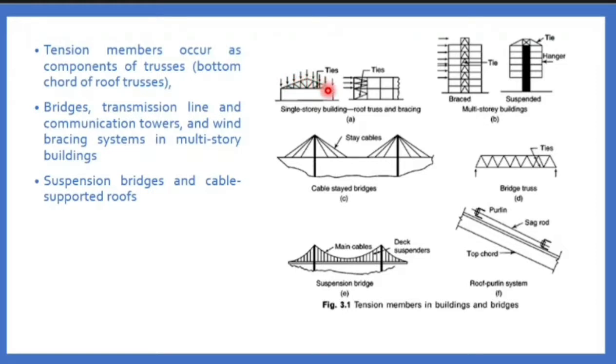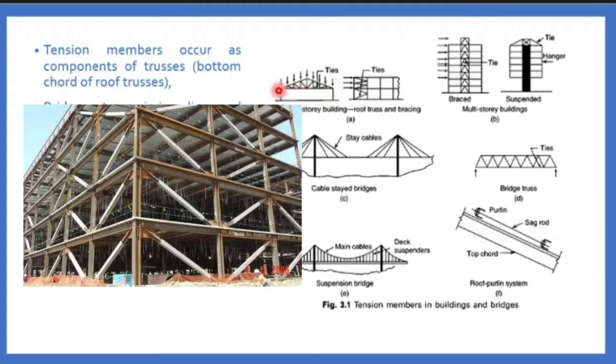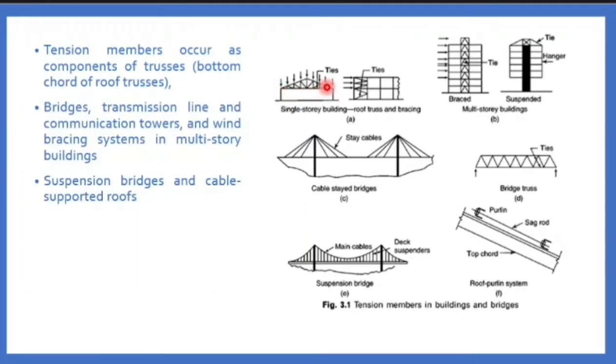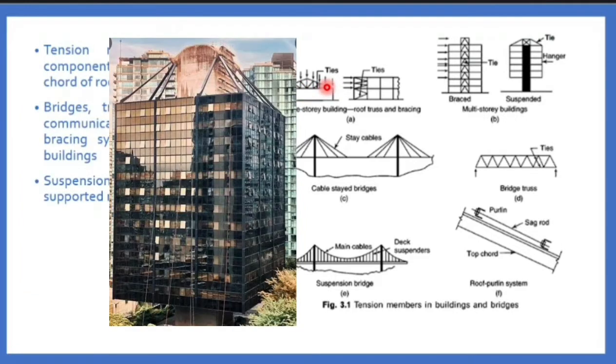Whatever the ties, how much is the force acting, you will be knowing this. In the ties, always the bottom chord. This is known as the bottom chord. This bottom chord always tends to tension. Imagine that you are having a truss member. If you keep on adding the load, what will happen? The bottom member tries to tension. So this is the example for tension members.